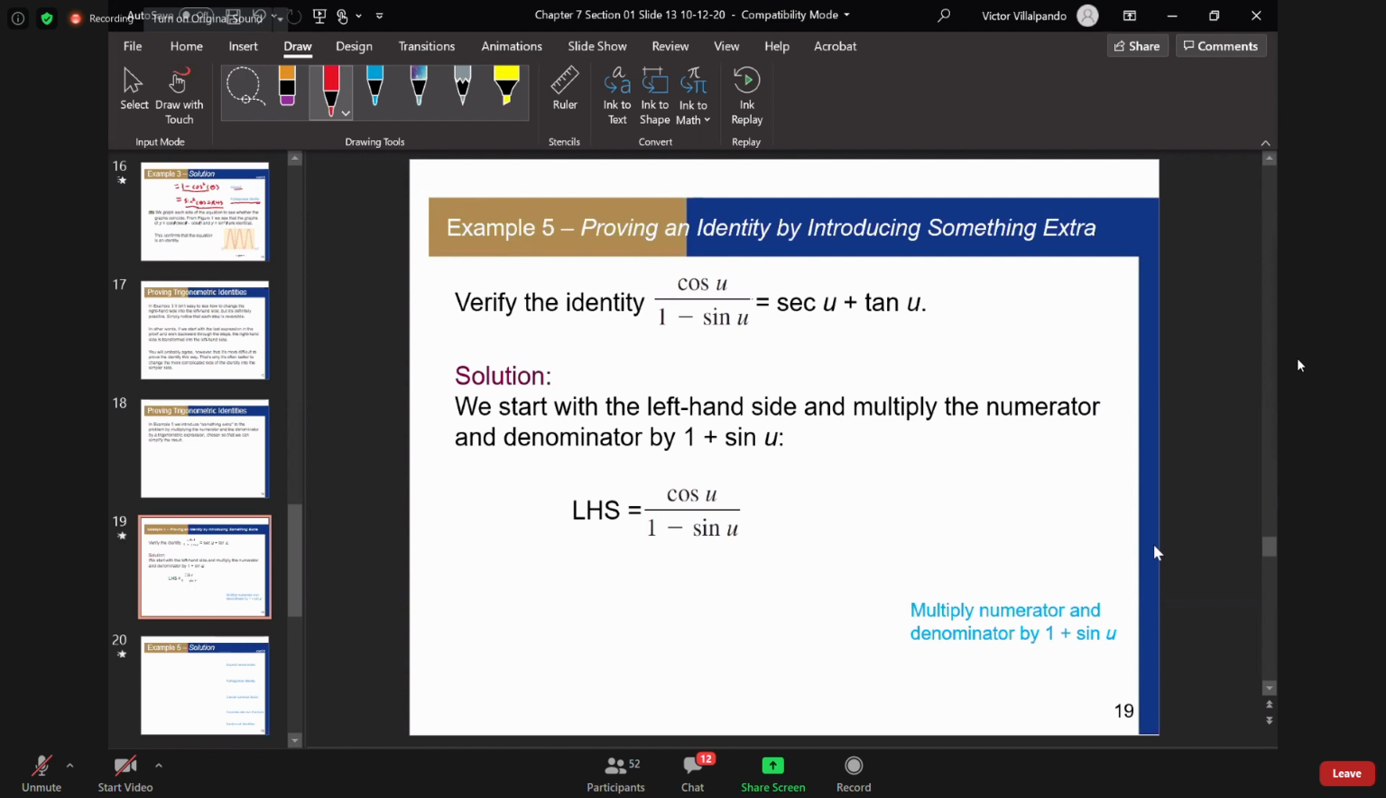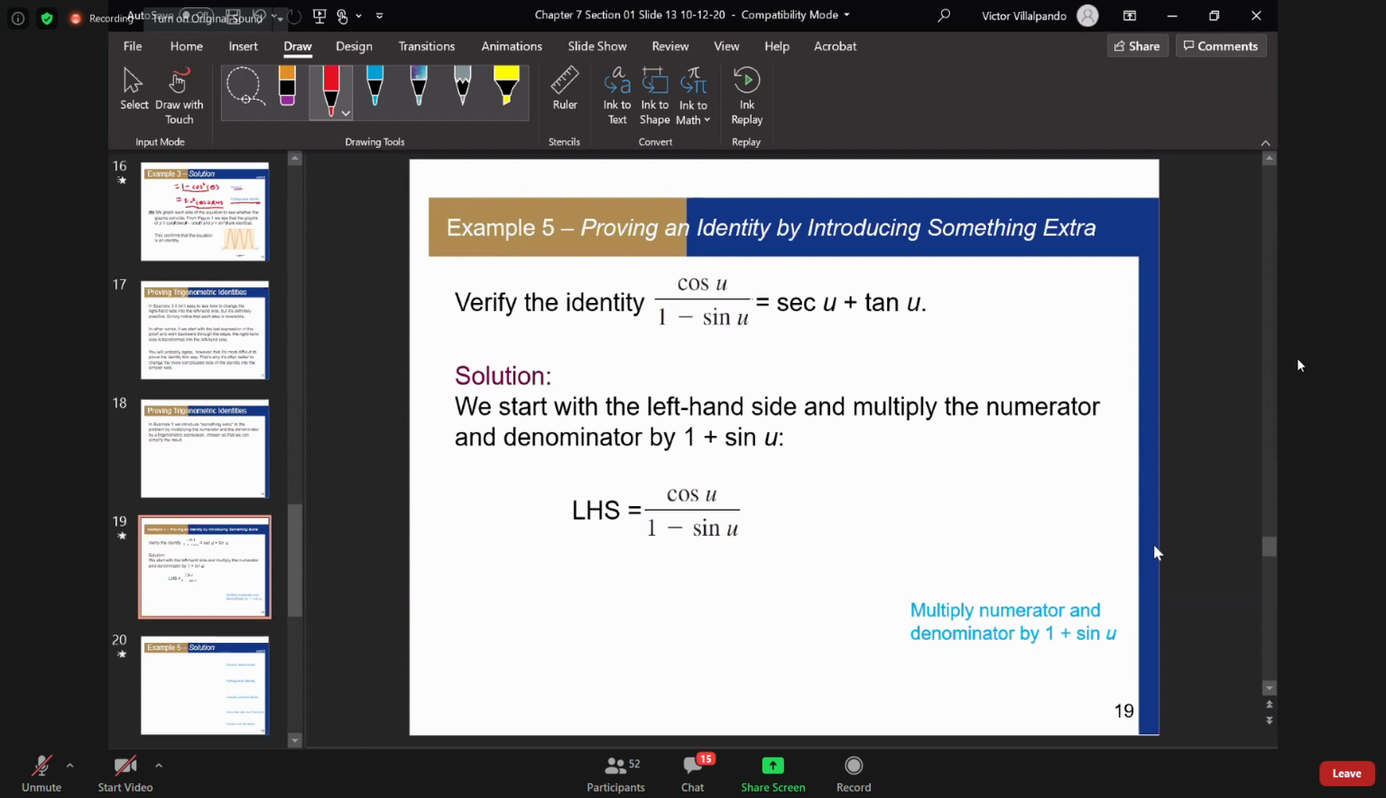So that's why they went ahead and chose the left hand side. Secant plus tangent doesn't seem that complicated. It has two different trig expressions, a secant and a tangent, but the one on the left has cosine divided by 1 minus sine u, and generally fractions are more difficult. Exactly, that's a great response. Thank you. They can be difficult sometimes. That gives us a perfect idea why we're starting with the left instead of the right.